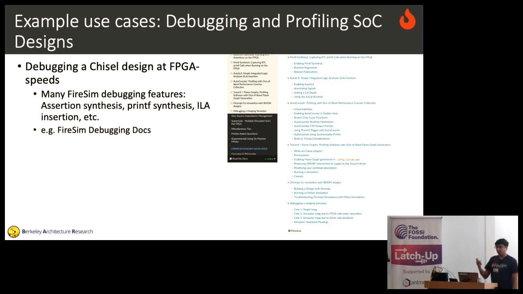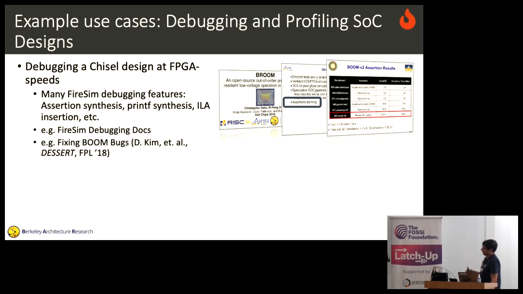Same thing with prints. If you have prints in your design, we can stream them off selectively, depending on your performance requirements and how much stuff you want to log. We can also do things like automatically insert ILAs, all sorts of other good stuff. And we've used this, for example, for fixing BOOM bugs that happen billions and billions or trillions of cycles into simulation that would have taken a really long time to encounter in software simulation.